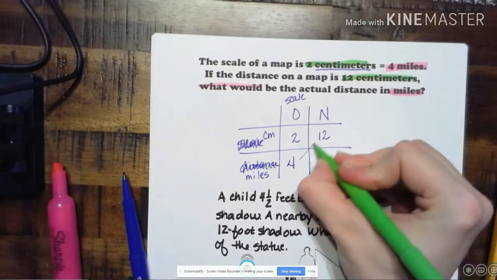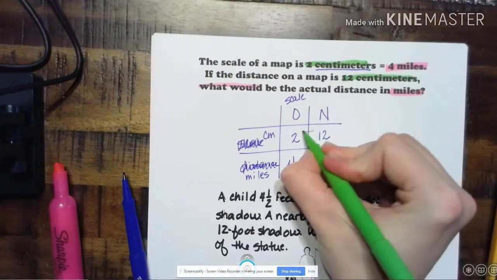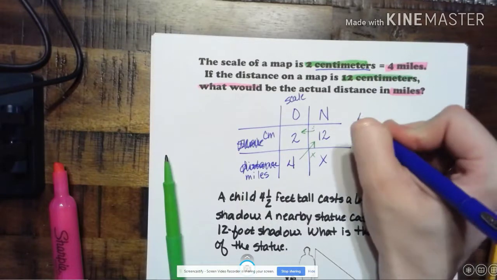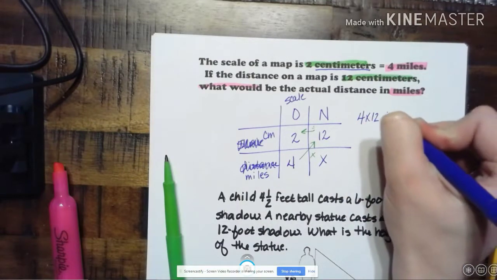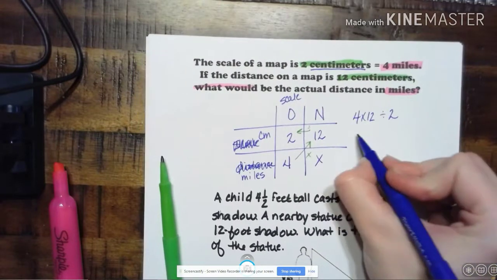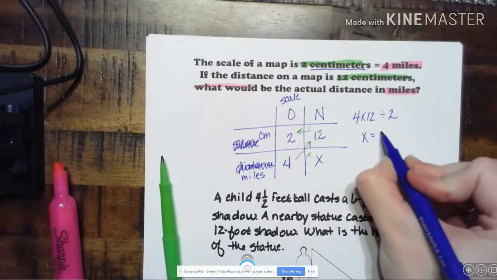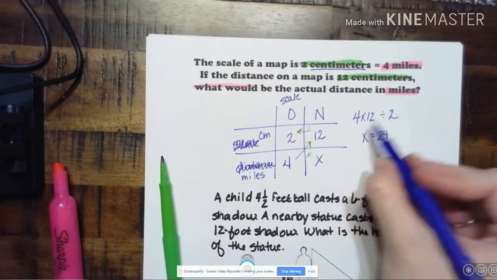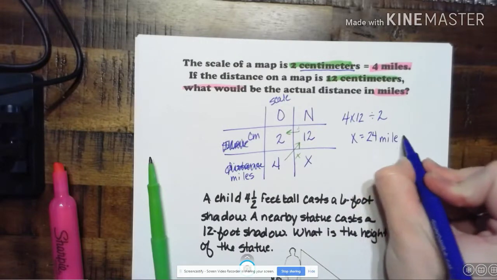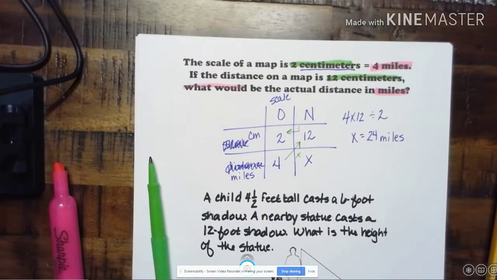So we cross multiply. And then we divide. So we would have 4 times 12 divided by 2. So I would get X equals 24. And I'm a stickler on this. If it needs to be miles, if it has a unit, I want them to write it for me. So X is going to be 24 miles.